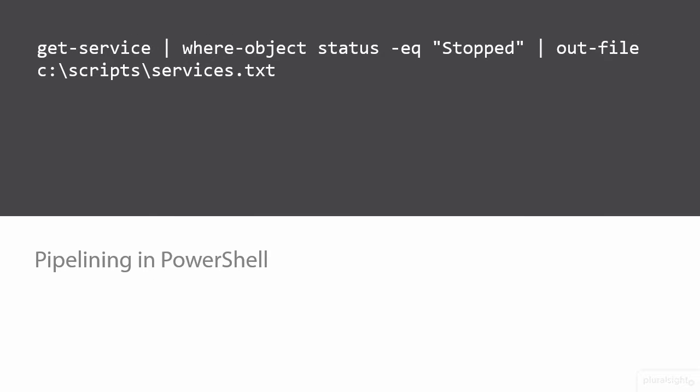A good example of that would be our Get-Service example, where we take Get-Service, we pipe that into Where-Object looking for a status equal to stopped, and then we pipe that into Out-File so that we can send that output into a text file. What we get in the end is a list of all of the services that are stopped on a specific system, and we get that in a file. So that's how we use the pipeline.